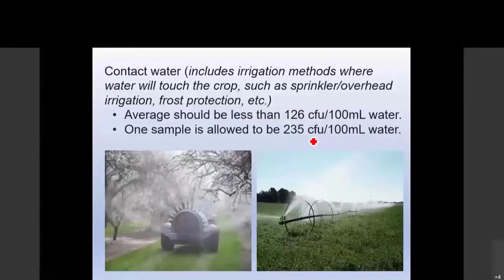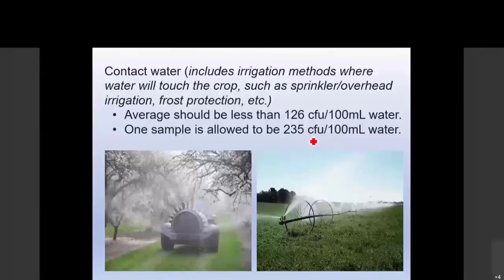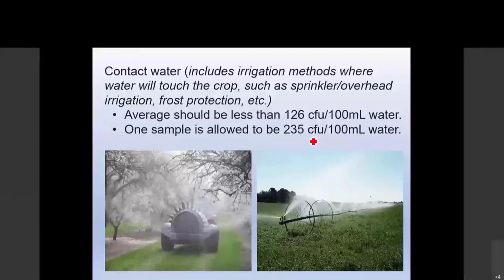So you can see where testing, and these again are GAP standards, is going to give you the parameters where scientists feel that this is the safest use for your water. This is why multiple testing gives you kind of the profile of what your water source looks like at various times during the year.